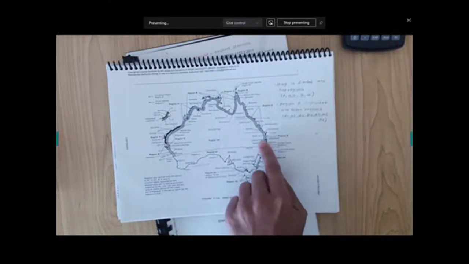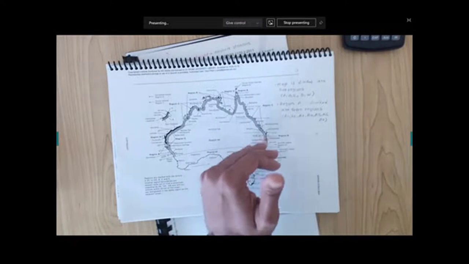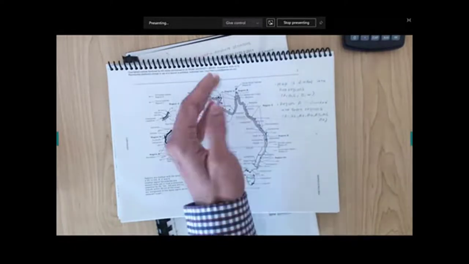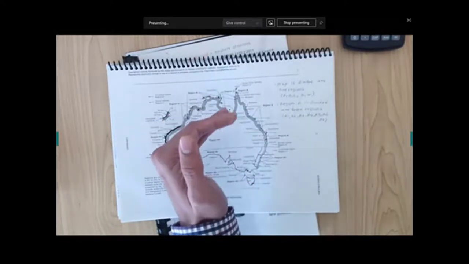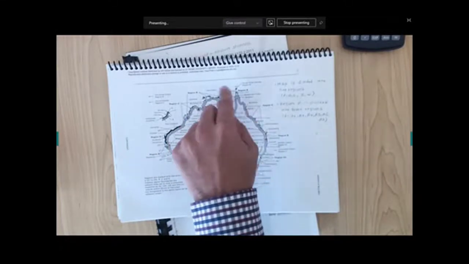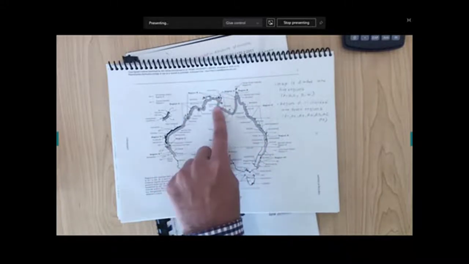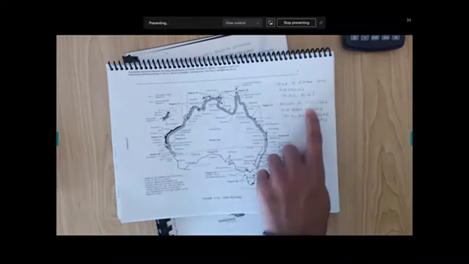Region B is here. You can see these are the region Bs, just east of Australia. That is region B. North and northeast, you have region C here. Again, there are some region B here, region C, region B, region C, region D.